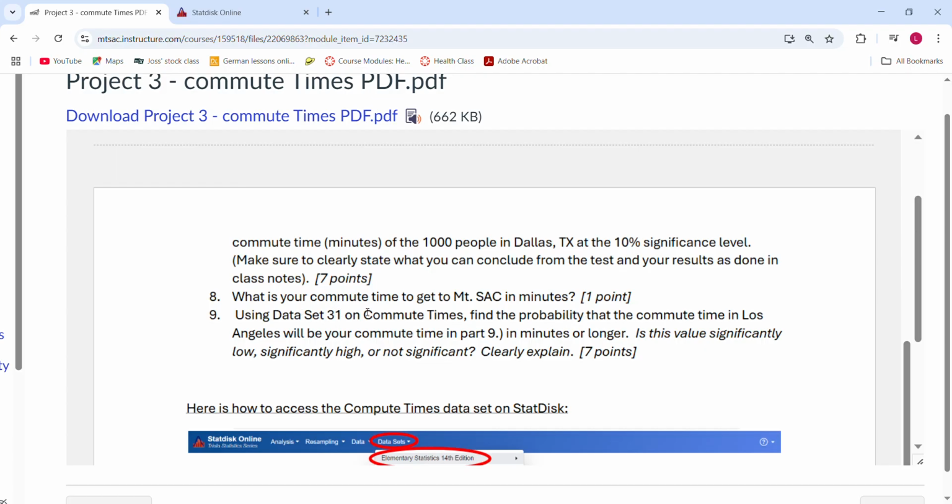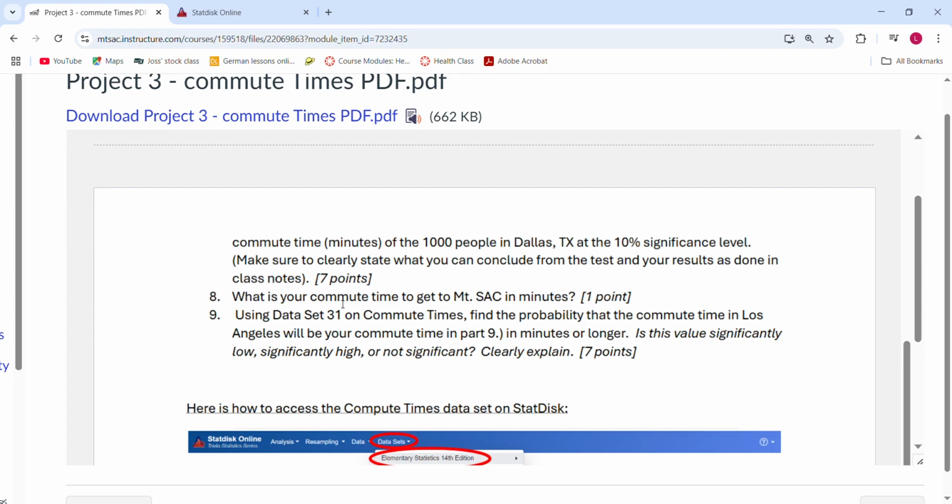Number 8 says, what is your commute time to get to Mount SAC in minutes? So if you're not living close to Mount SAC, I know some of us are residing in other states or maybe even a country, then select a nearby city to Mount SAC and just estimate how much your commute time would be. So pick a place or actually use your actual location and find the commute time to get to Mount SAC in minutes. So just round it to the nearest minute. So maybe it's 20 minutes to get to Mount SAC, or maybe it's an hour to get to Mount SAC, so that's 60 minutes.